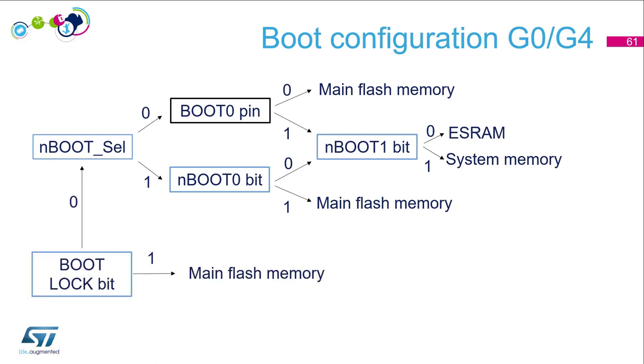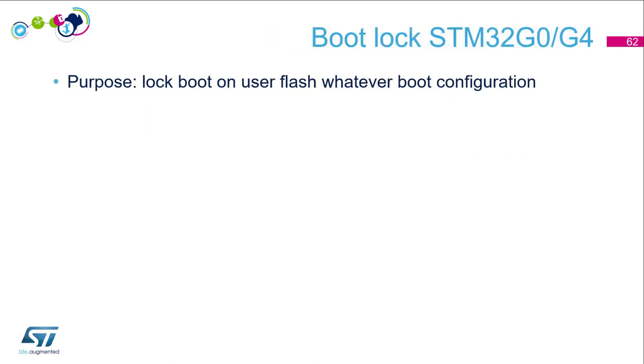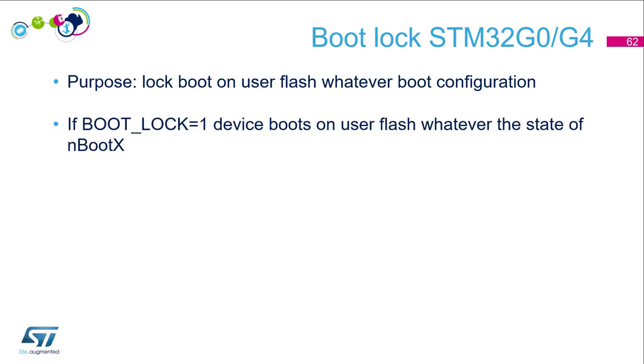But we've got this additional feature. It's another option byte bit, which is a boot lock bit. If this one is set, you boot to the main flash memory, whatever the nBoot cell, BOOT pin, and nBOOT0 or nBOOT1 bits. So the purpose is to lock the boot on the user flash, whatever the boot configuration. If boot lock is set to 1, the device boots on the user flash, whatever the state of the nBOOT bit or pin.